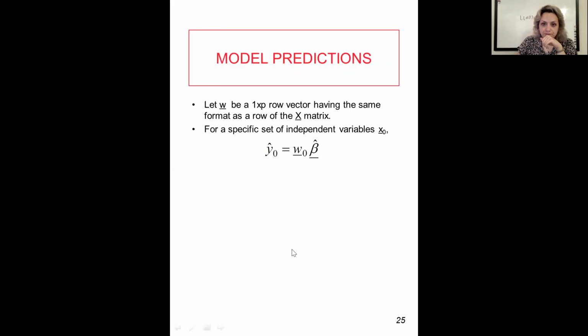Another part that we want to look at is the model predictions. We would say let W be a 1 times P row vector having the same format as a row of the X matrix. And then for a specific set of independent variables, let's say X of the observation, the Y for that point is equal to the W of that point times beta.